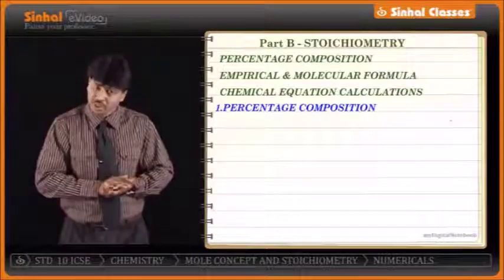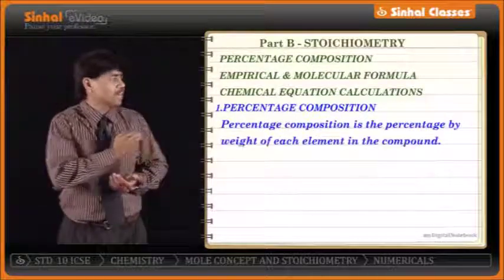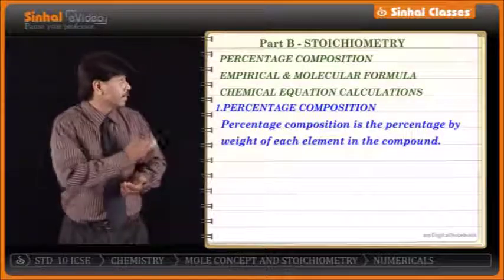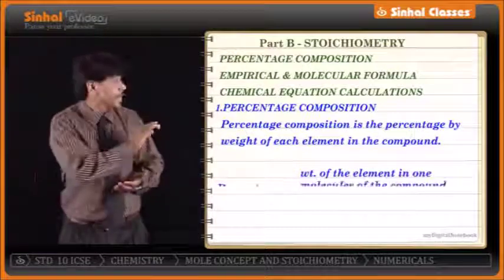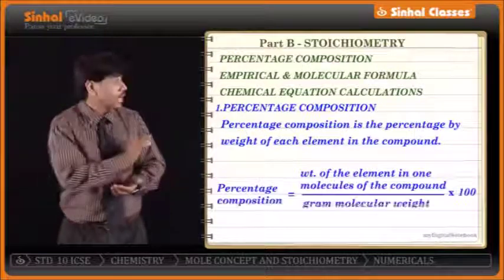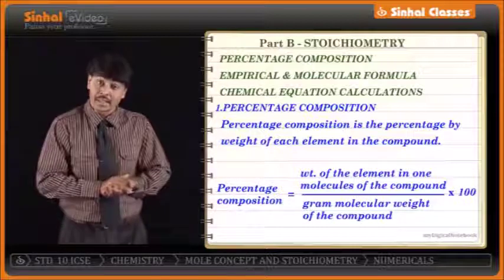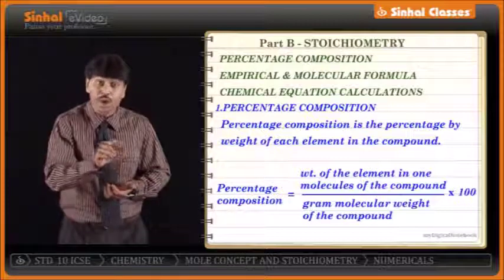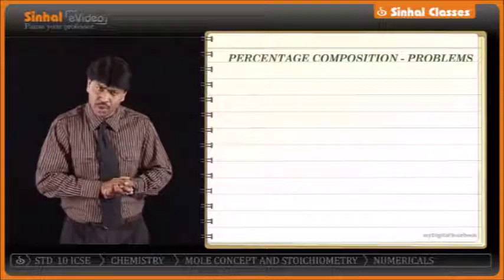What is percentage composition? It is the percentage by weight of each element in the compound. How do we calculate it? Percentage composition is equal to the ratio of the weight of the element in one molecule of the compound divided by the gram molecular weight of the compound, into 100. Now let's see some problems based on it.